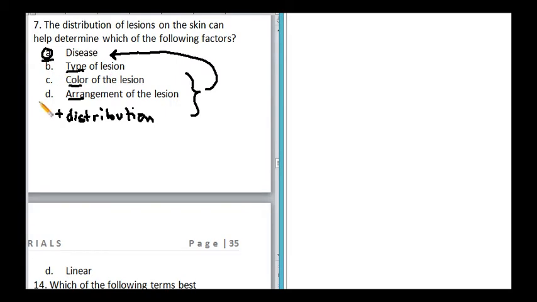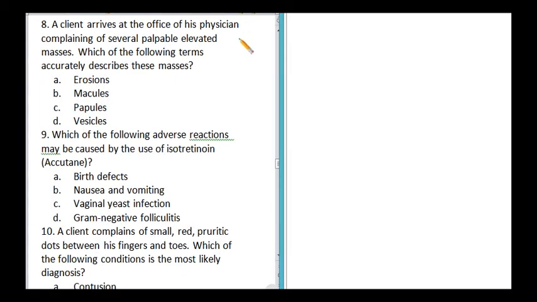Next, number 8. Client arrives at the office of his physician complaining of several palpable elevated masses. Which of the following terms accurately describe these masses? A. Erosion. B. Macule. C. Papule. D. Vesicle. Let's try to eliminate wrong options, which is vesicle, because we all know that vesicles are fluid filled.